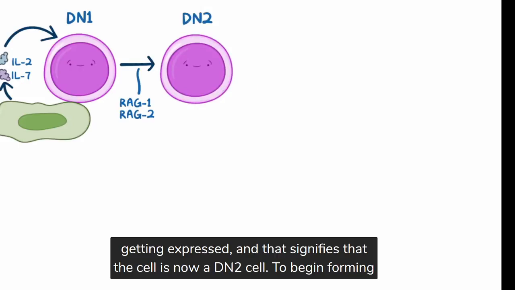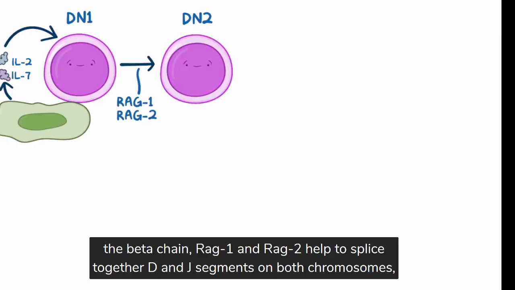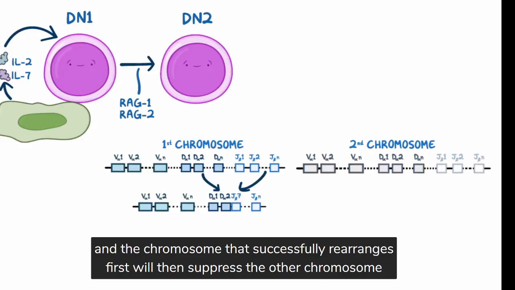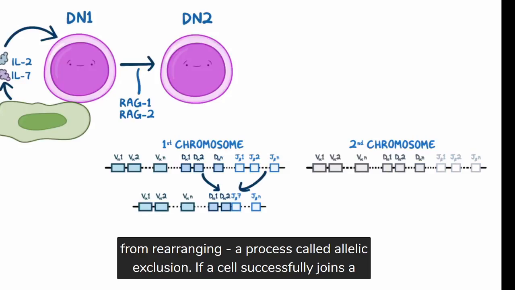To start forming the beta chain, RAG1 and RAG2 help to splice together D and J segments on both chromosomes. And the chromosome that successfully rearranges first will then suppress the other chromosome from rearranging, a process called allelic exclusion. If a cell successfully joins a D segment to a J segment, then it's considered a DN3 cell.